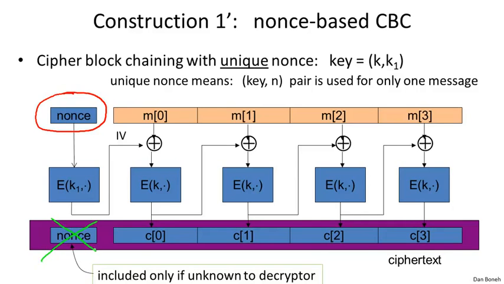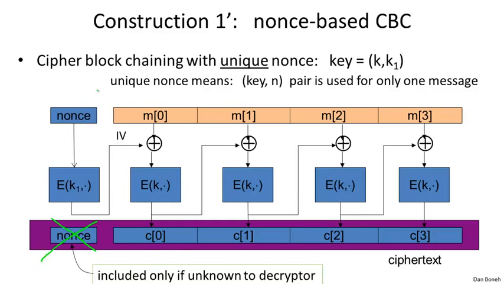Unlike CBC with a random IV, where we had to expand the ciphertext to include the IV, here, if the nonce is already known to the recipient, there's no reason to include it in the ciphertext, and the ciphertext is exactly the same length as the plaintext. So it's perfectly fine to use a non-random but unique nonce. However, it's absolutely crucial to know that if you do this, there's one more step that you have to do before you use the nonce in the CBC chain.